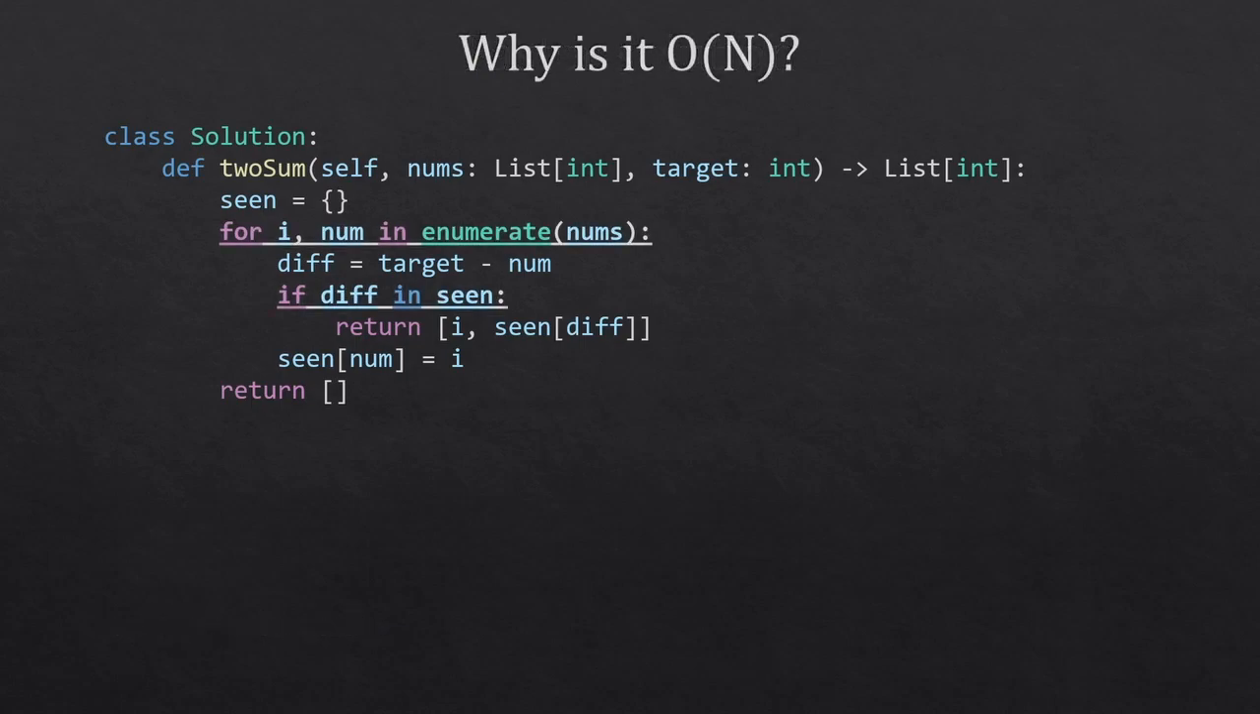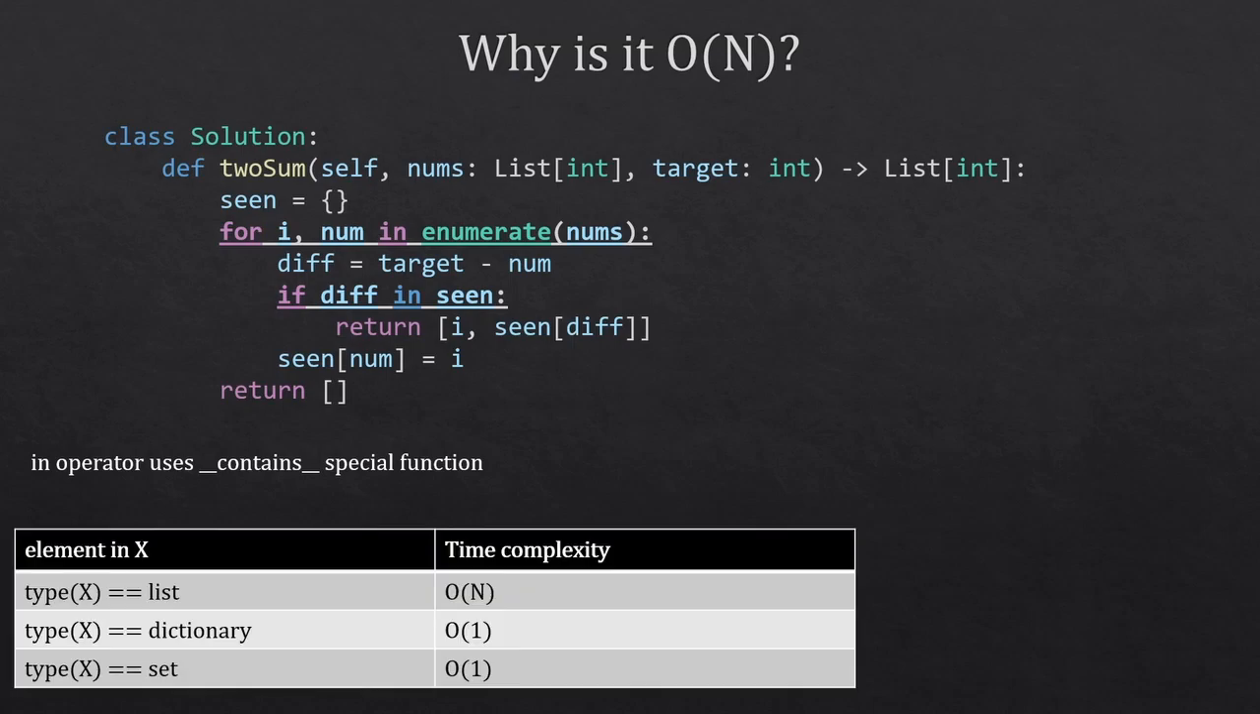But if we read the code, we may ask ourselves, why is it linear? We iterate over nums, which is already linear time, and then we check if there exists a diff key in seen dictionary. In operator works differently for different objects. It uses the contains special function, whose implementation differs depending on the class. If our object is a list, checking for existence of an item with in operator will have linear time complexity, and if our object is a dictionary or a set, the time complexity of in operator is constant, so it depends on the underlying implementation of the class.